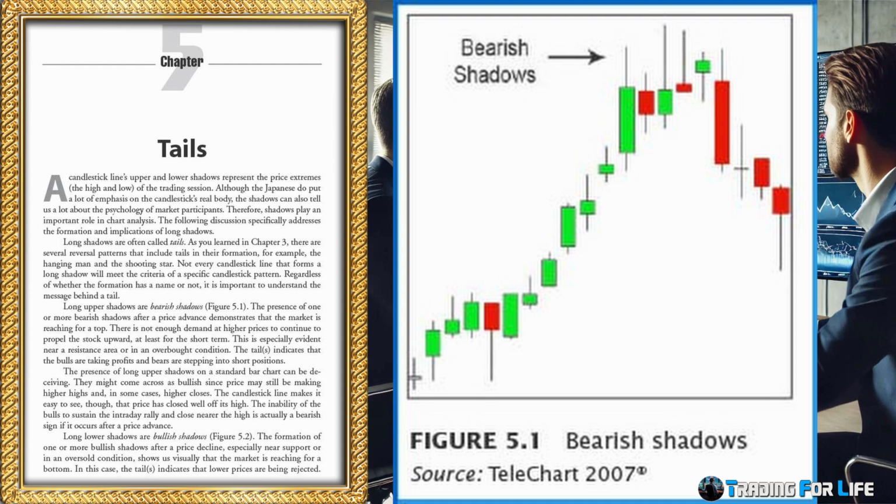The presence of long upper shadows on a standard bar chart can be deceiving. They might come across as bullish since price may still be making higher highs and, in some cases, higher closes. The candlestick line makes it easy to see, though, that price has closed well off its high. The inability of the bulls to sustain the intraday rally and close nearer the high is actually a bearish sign if it occurs after a price advance.